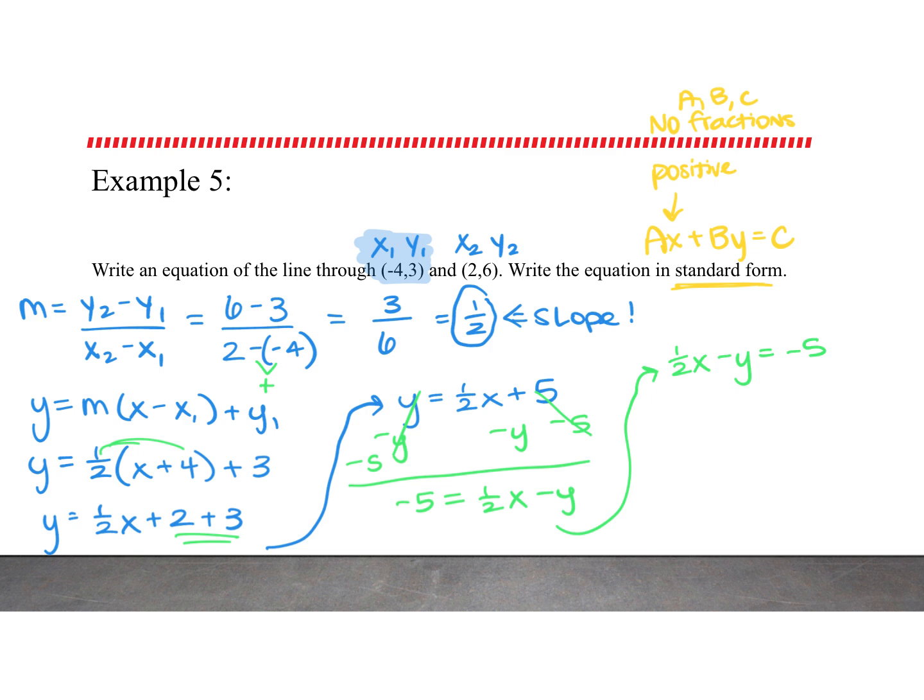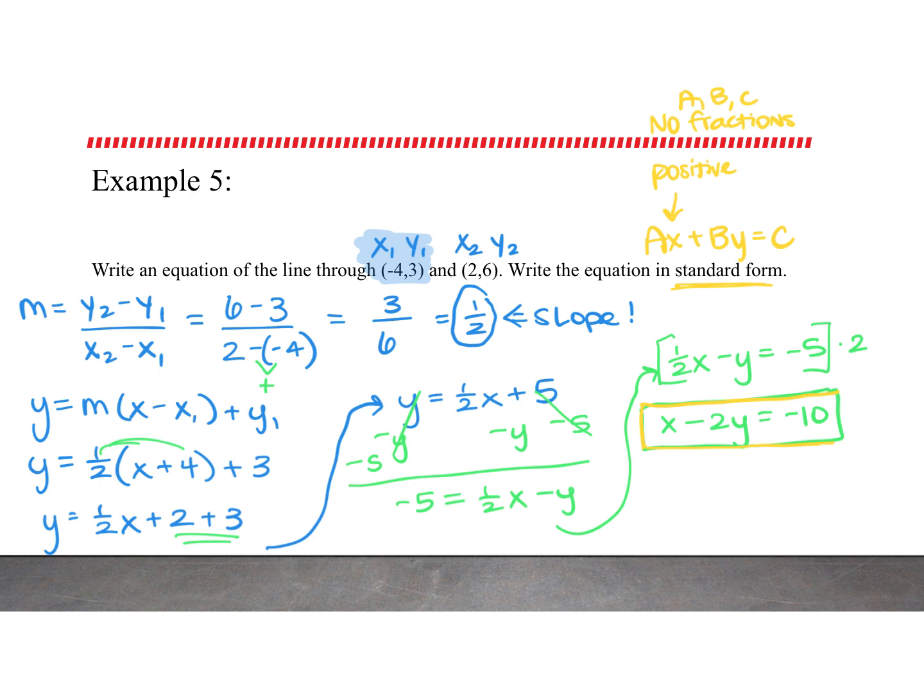The only thing that I still need to do here is I do need to get rid of this fraction in the front. So because it is a 1/2, I'm going to multiply everything by 2. So I get x minus 2y equals -10. This is what we're talking about for standard form. Notice my x and y are both on the same side. Notice that first term, my x term, is positive. Notice the a, b, and c, the numbers in here, have no fractions. We have cleared those out.